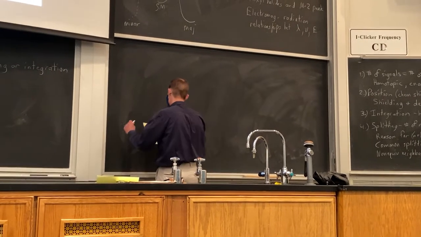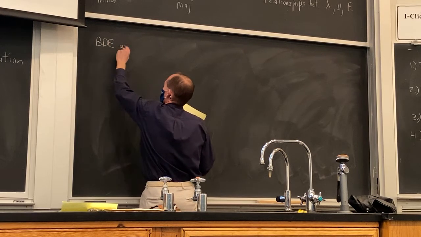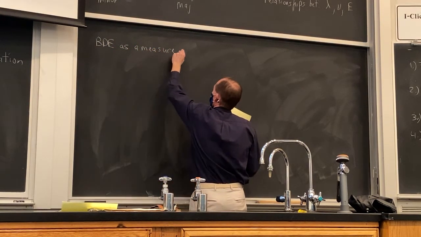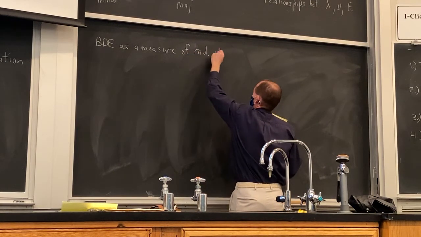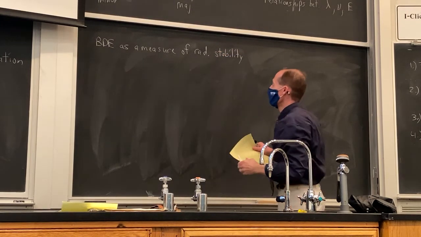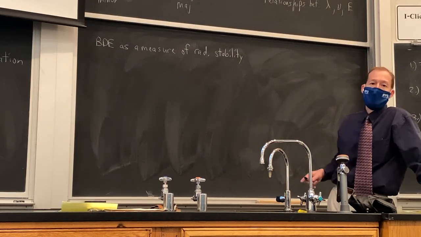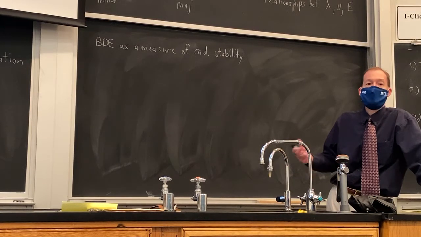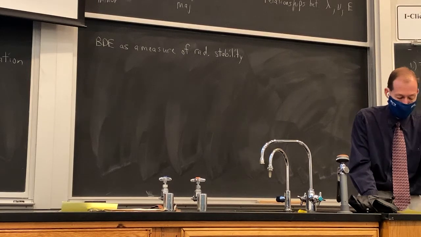We also learned about bond dissociation energy as a measure of radical stability. If we have a lower bond dissociation energy, that tells us that the radical that results from cleavage of that bond is going to be lower in energy or more stable than if we have a high bond dissociation energy.